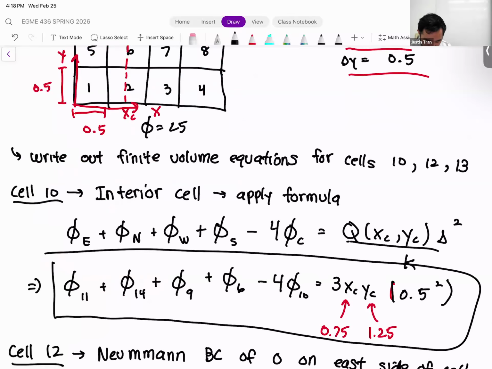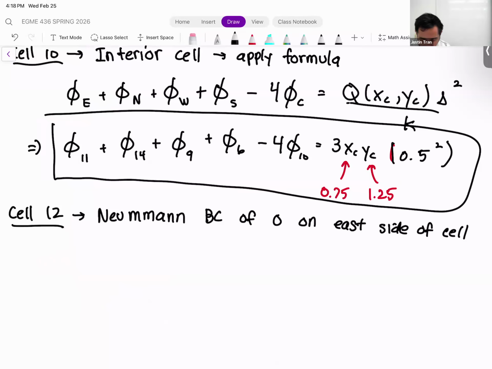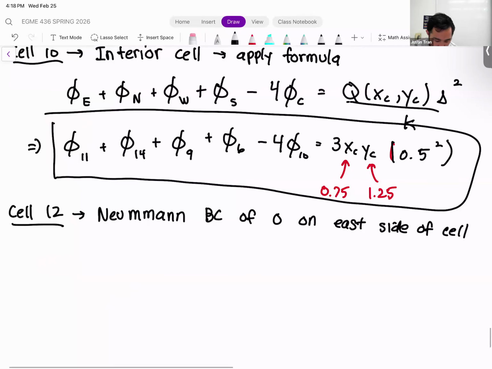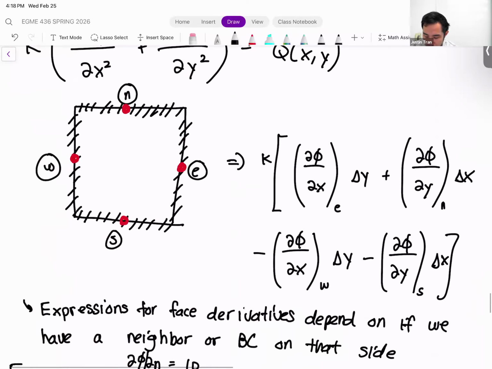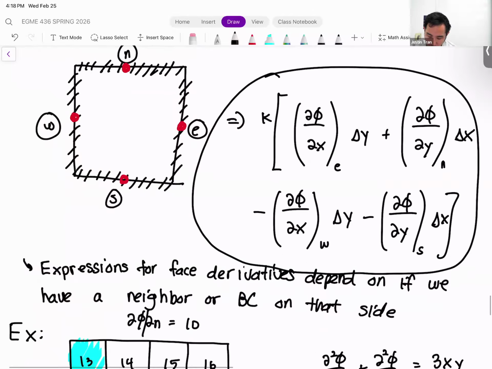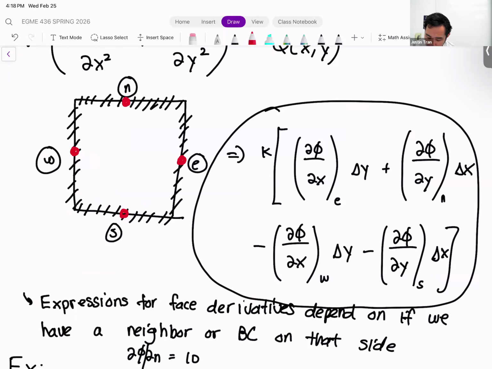Okay. All right, so for cell 12, we have a Neumann boundary condition on the east. Since we don't have a neighbor on the east side, we can't just use our generic interior cell stencil. So we do have to go off the general formula here, keeping in mind that for this cell, we're going to be replacing this derivative here with the boundary condition.